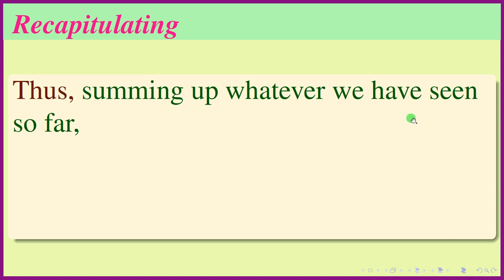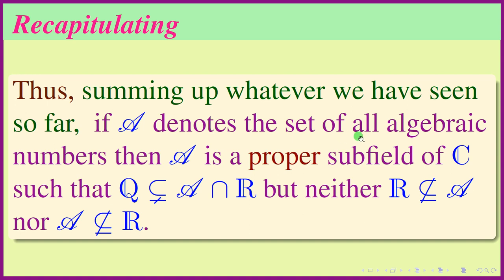Thus, summing up whatever we have seen so far, if script A denotes the set of all algebraic numbers, then script A is a proper subfield of C because e and pi are in C, but they are not in A. Rational numbers are a proper subset of real algebraic numbers, but neither all the real numbers are algebraic, nor all the algebraic numbers are real.